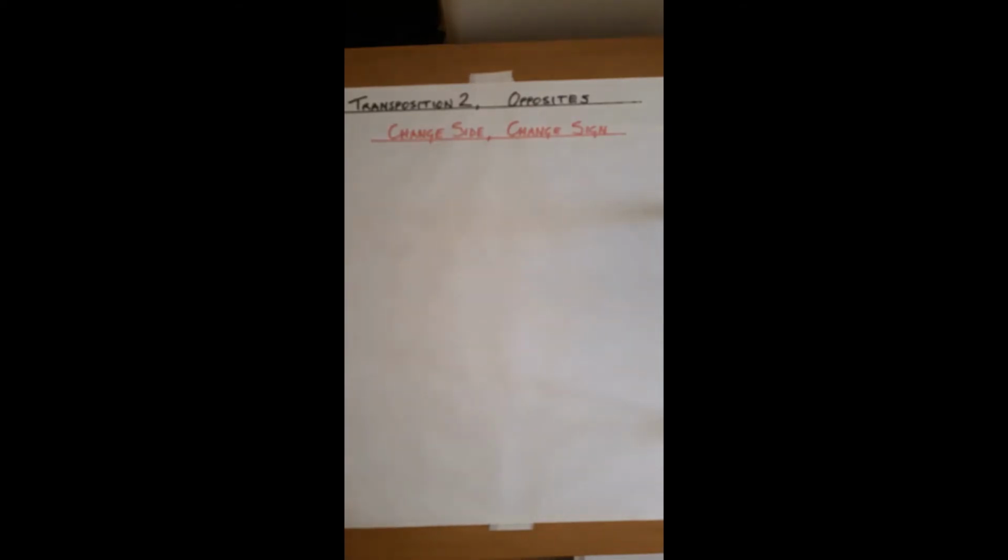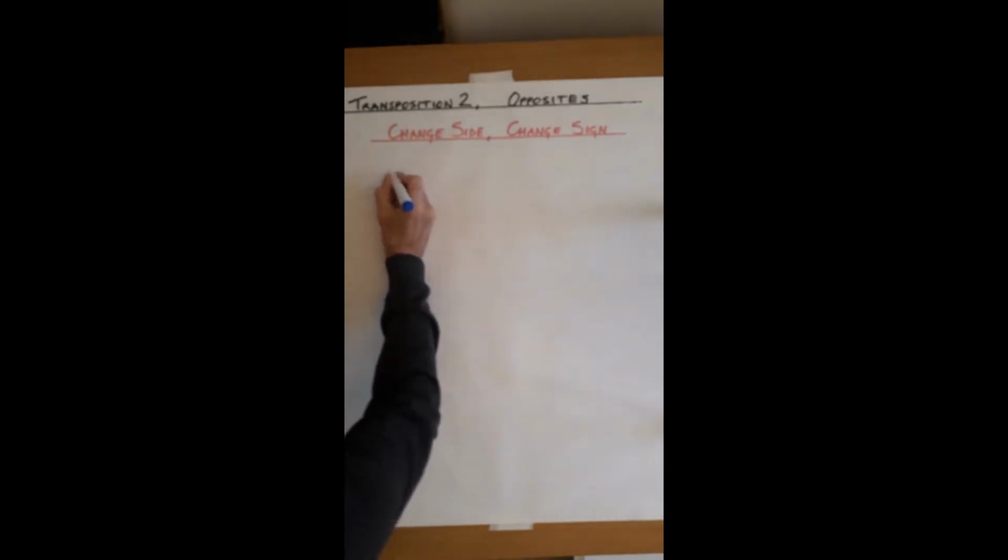This is transposition using the opposites method, which is the most obvious and the normal way of doing most transpositions. The first method that we went through, which was crisscross, only works for multiplication and division. As soon as we bring in an addition or a subtraction or a square root, then that method will not work. So it's only multiplication and division. So let's go straight into an example of how to deal with opposites.